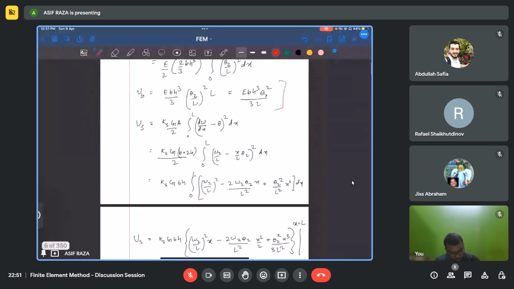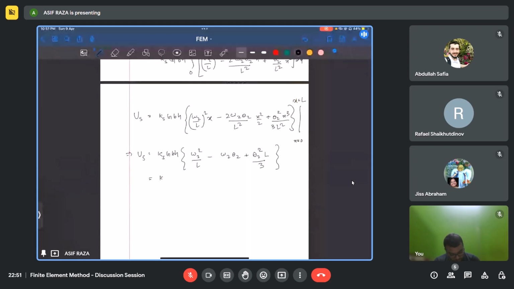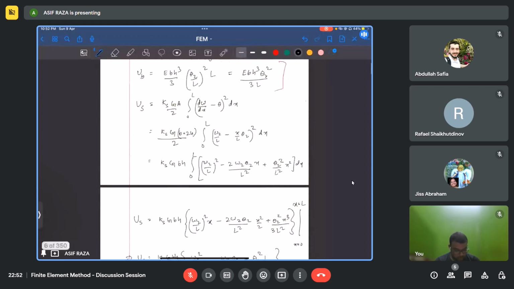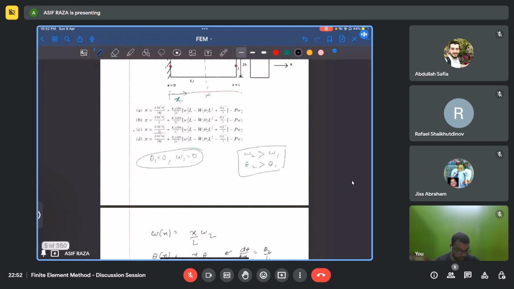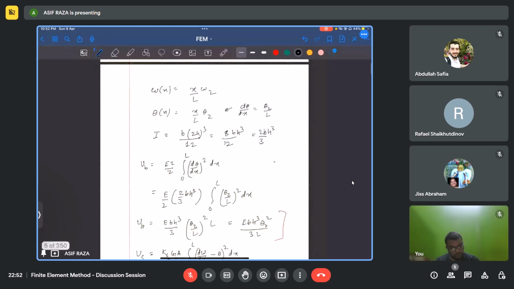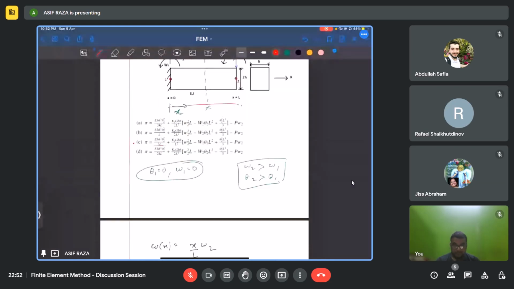If I take out Ks GBH, L square, it will be equal to W2 square by L square. Sorry, W2 square L times L minus W2 theta 2 L square, and this will be equal to theta 2 square L cube by 3. So, W2 square L minus W2 theta 2 L square plus theta 2 square L cube by 3. Yeah. The correct answer is option 3.